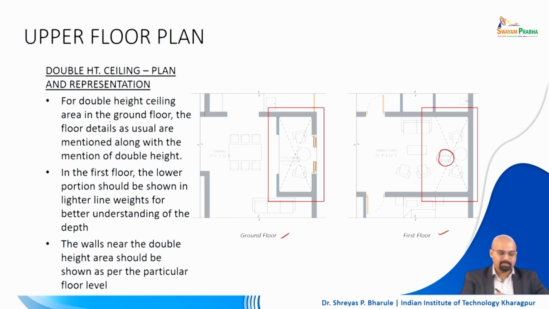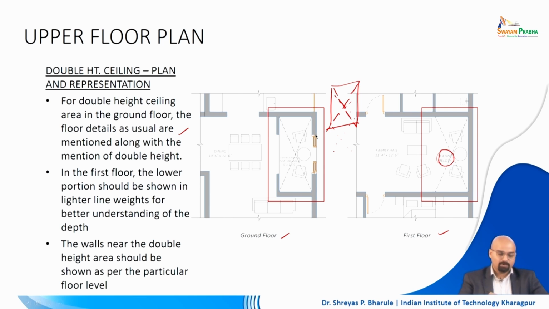For a double heighted ceiling, the area in the ground floor and the upper floor are usually mentioned along with the mention of double height. What is the way to represent a double height? You write in text that this is a double heighted seating space, and along with that you mark it with two dotted lines, similar to the representation of a duct, right. So, you mark it with two dotted lines, say this is your space. You will be marking it like this, similar to what has been done here, right.